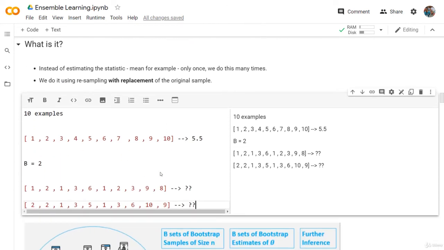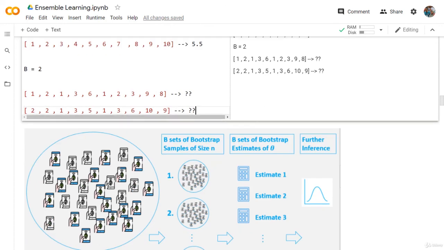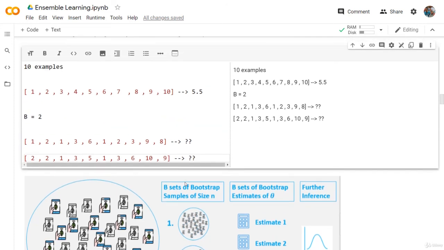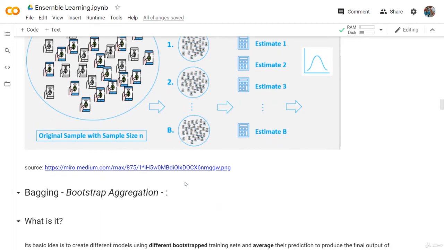So bootstrapping is taking the original data set and then creating B sets of bootstrap samples. Each of them is of size n, and each of them is using resampling with replacement. Okay, so in the next lesson, we will understand what is bootstrap aggregation or bagging for short. Okay, so let's go.